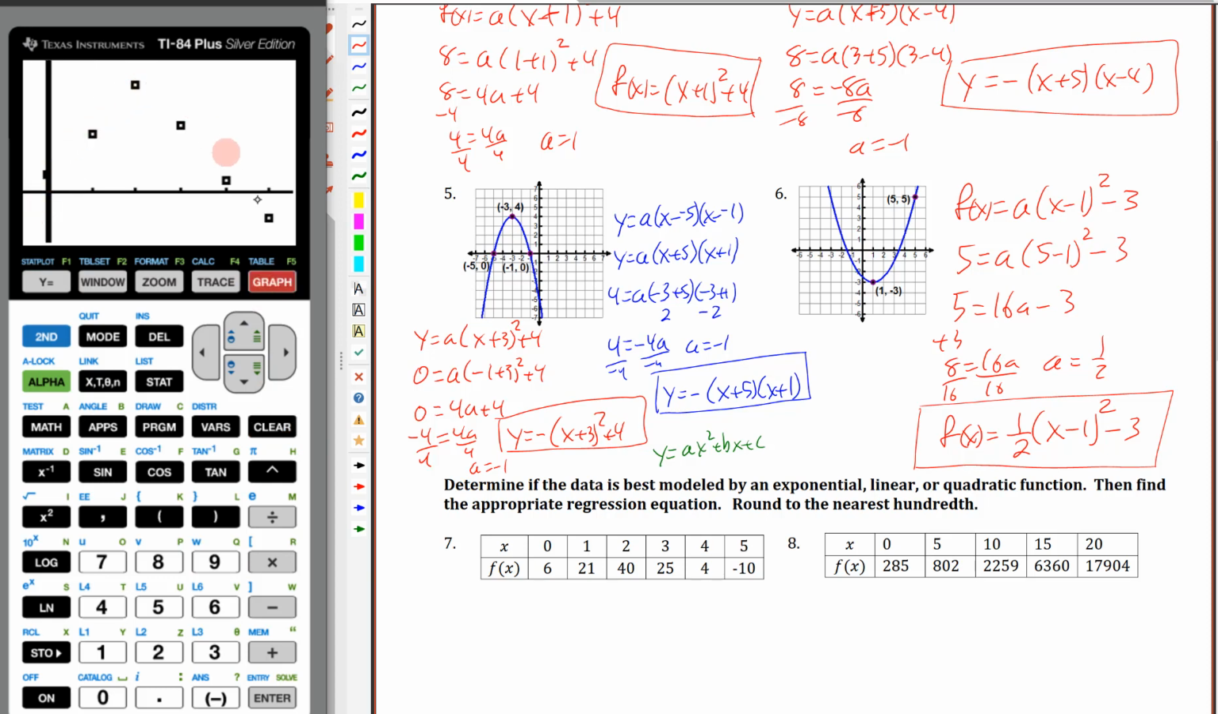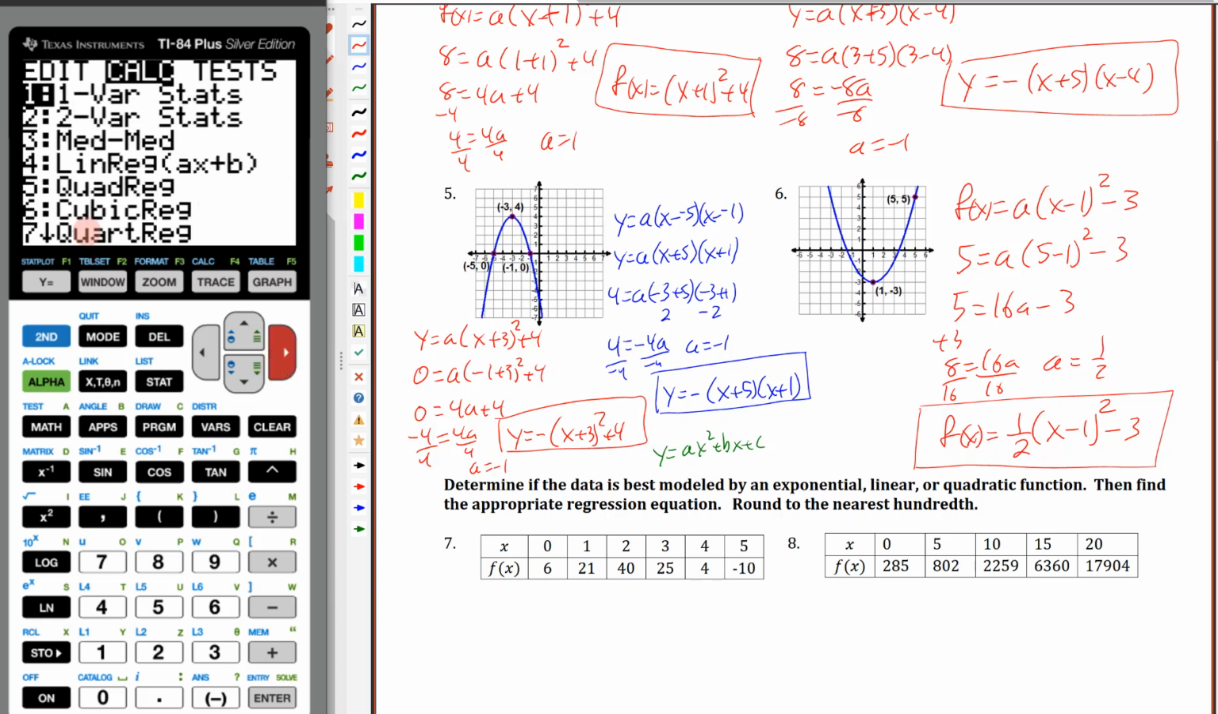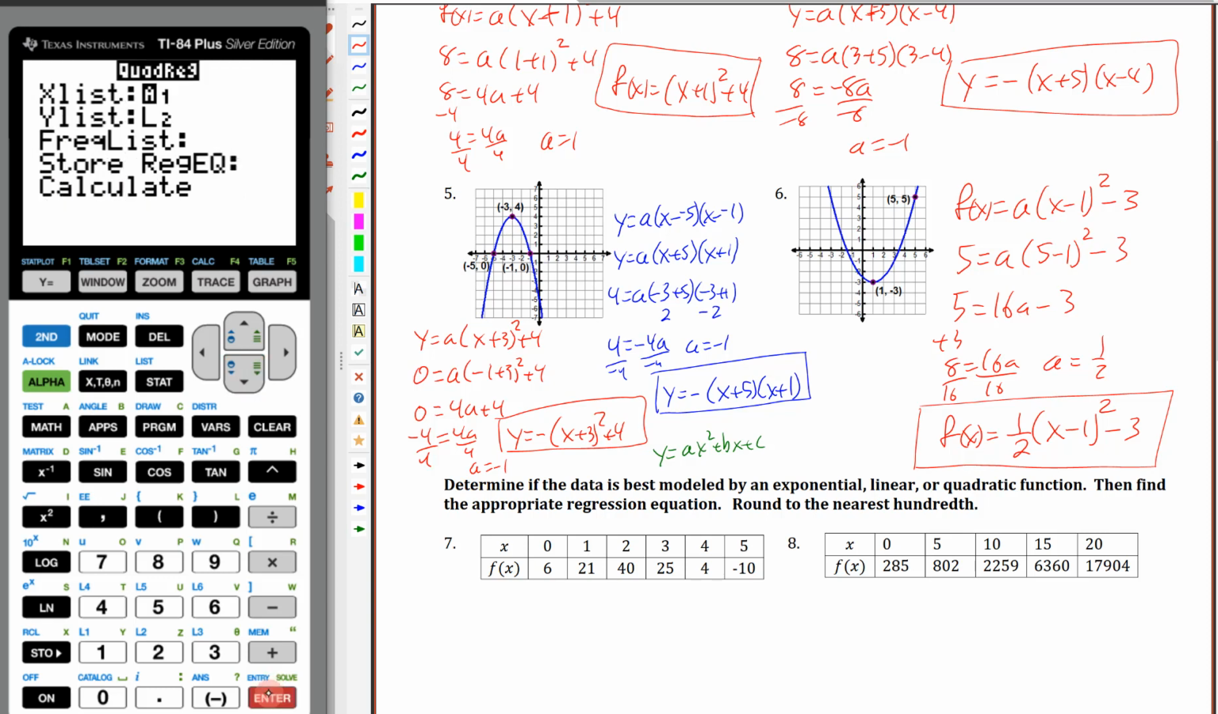You'll notice that it goes up and then it goes down, which we can kind of see in this. We've got 6, 21, 40, and then it goes back to 25. The only one of these models that works for something like that is a quadratic. So we're going to hit stat, we're going to calculate, and we're going to do a quadratic regression. We're going to do number 5. We can either hit number 5 or arrow down to number 5. I'm going to hit enter.